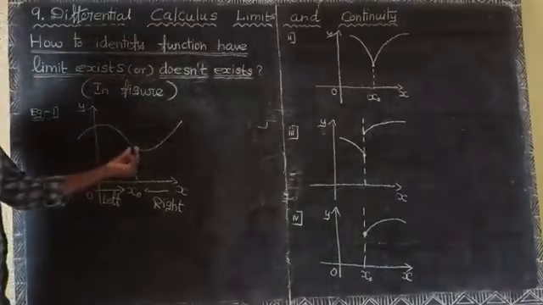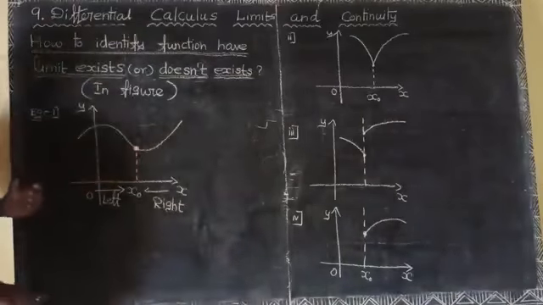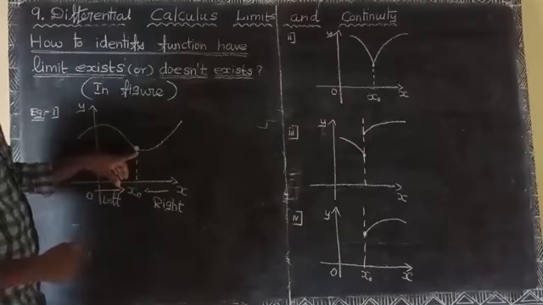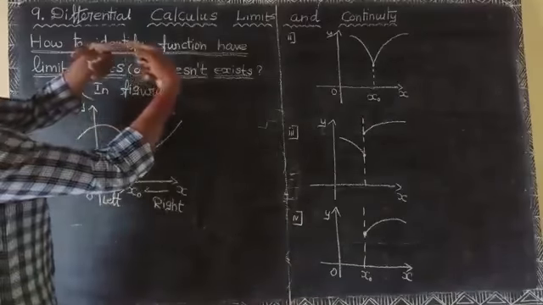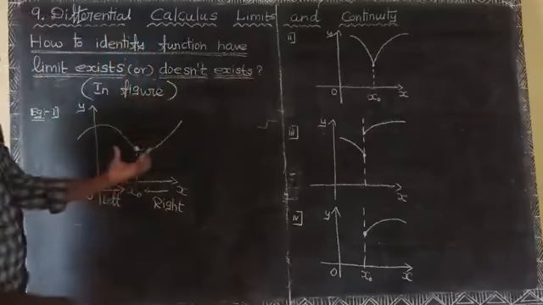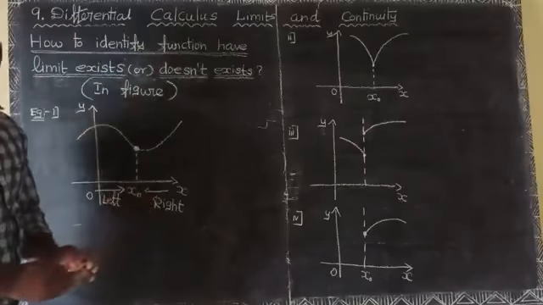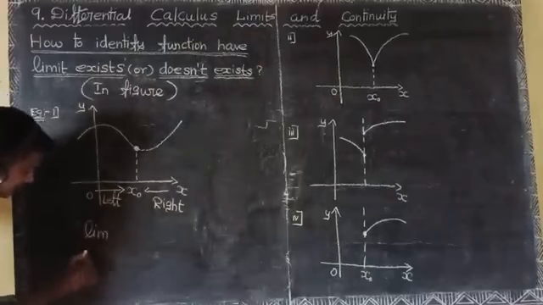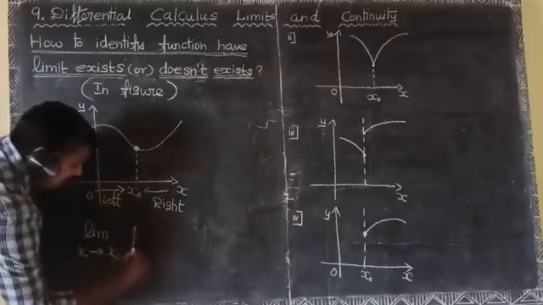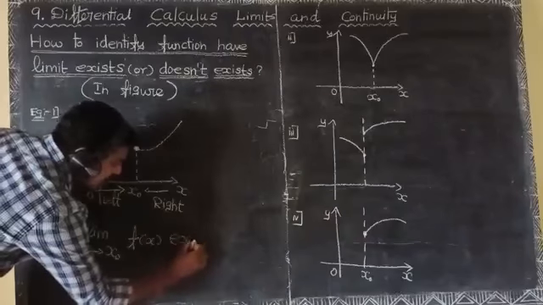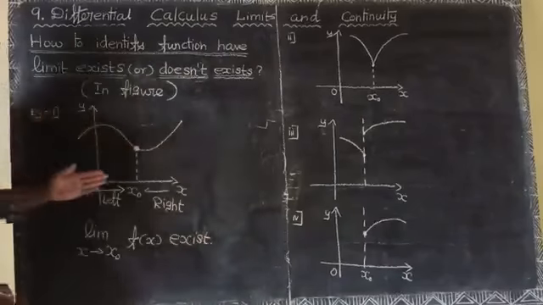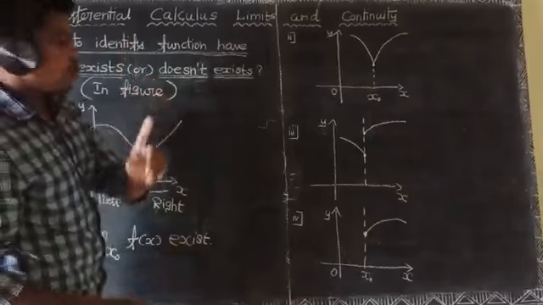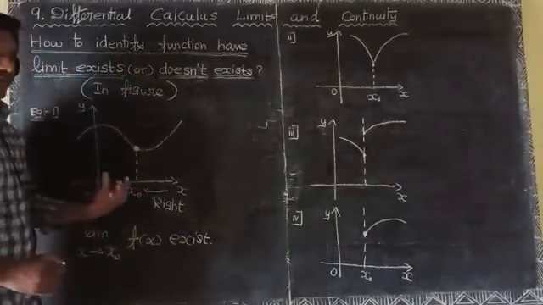Check at the particular point x naught. Here the curve meets at x naught at the same value, which means a single value. Therefore the given function has a limit. The limit as x approaches x naught of f of x exists, because as x approaches x naught from the left side and the right side, they meet at only one point. Therefore the limit of f of x exists.